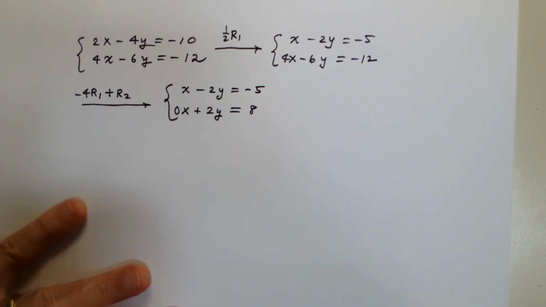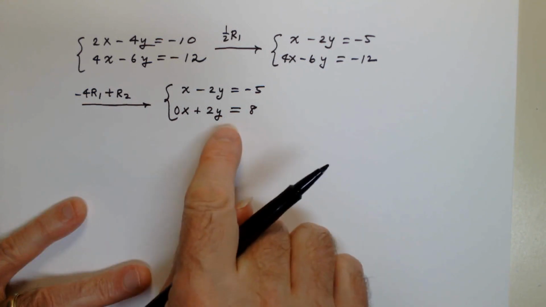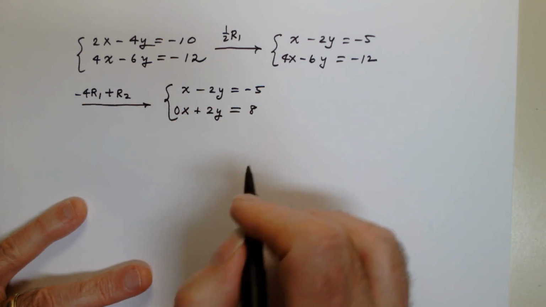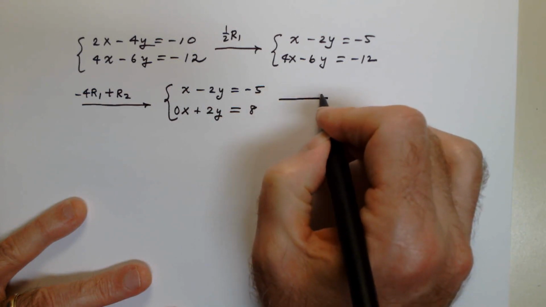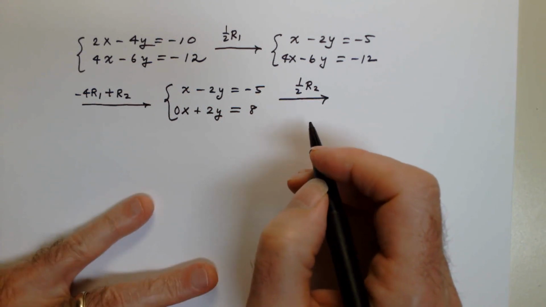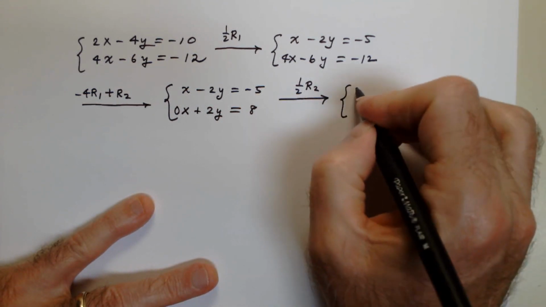Now I could stop here, but I'm going to do one more operation. I'm going to scale this so that this coefficient is equal to a 1. So I'm going to do 1/2 row 2. Again, row 1 is unchanged.